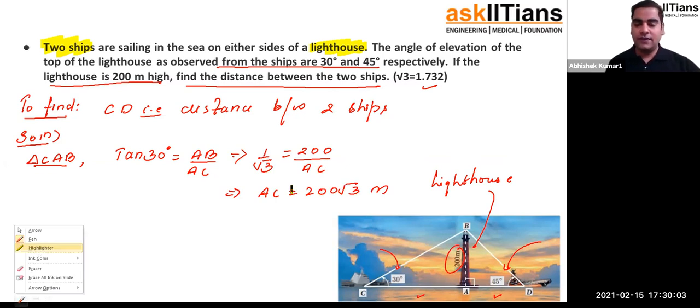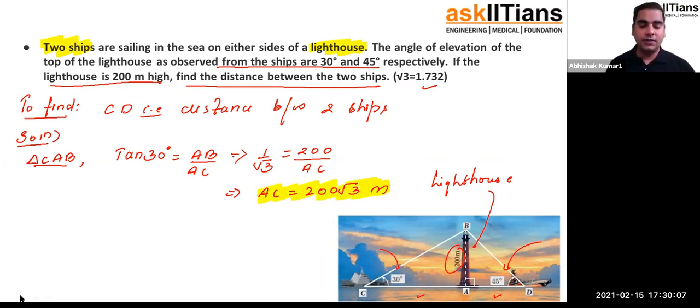So the value of AC we got is 200 root 3 meter, and this value denotes the distance of one of the ships from the lighthouse. Similarly, I'm going to do the same in the other triangle, that is triangle ADB.